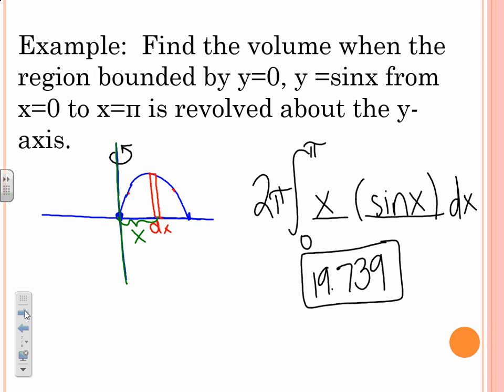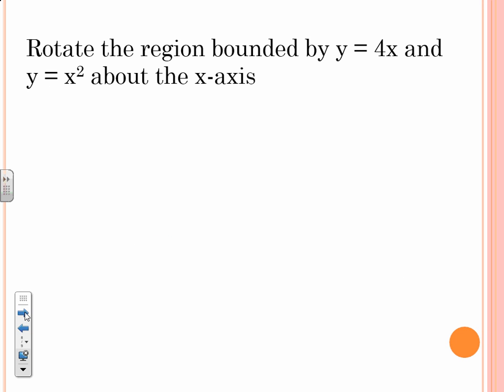So tomorrow? Well, and kind of today. We have one more example. Not too bad. Why is this example different? Because it's Y. We're rotating about the x-axis now.